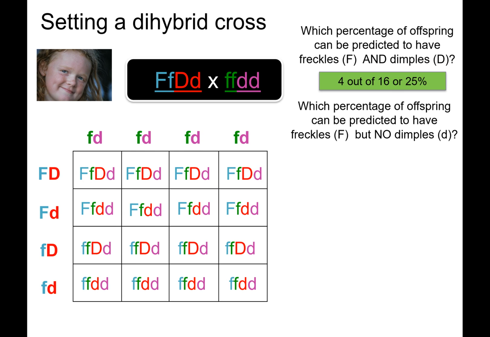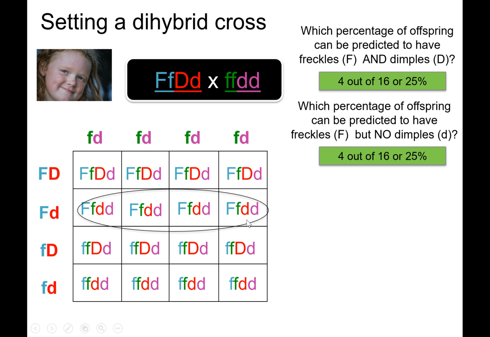What percentage of offspring could be predicted to have freckles but no dimples? So if you're looking at the dihybrid cross, which row do you think that is? Right, the second row. So all the individuals in this row have that possibility for having that particular phenotype. So again, 4 out of 16, or 25%.